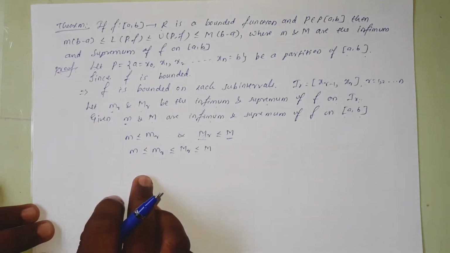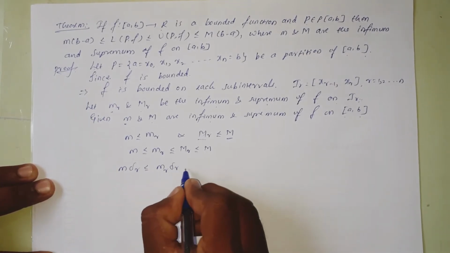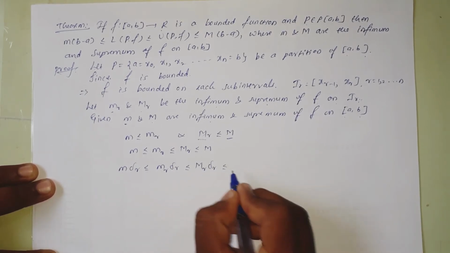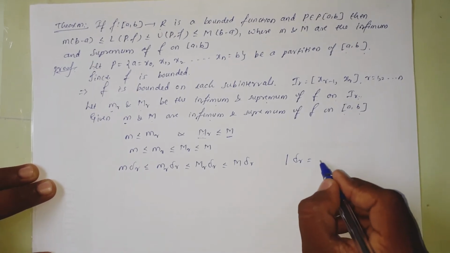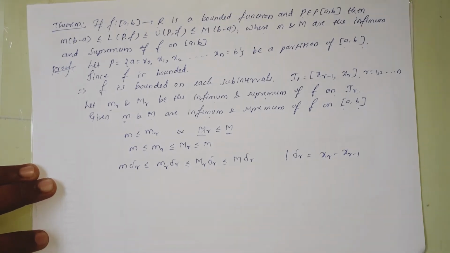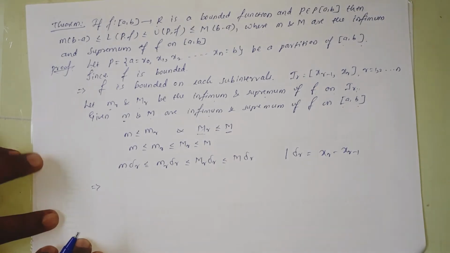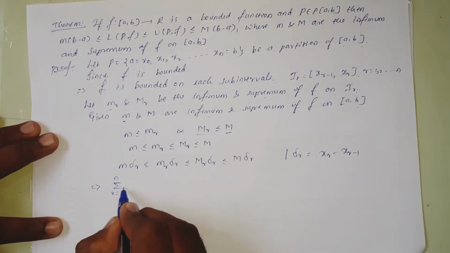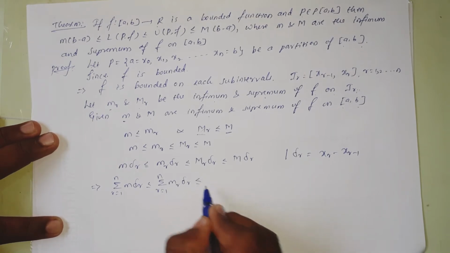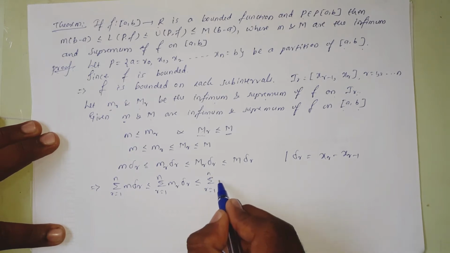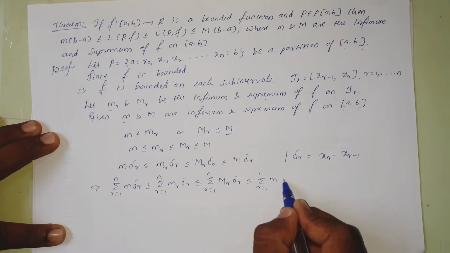Now, multiplying throughout by delta r. So, therefore, we get m delta r less than or equal to m_r delta r less than or equal to capital M_r delta r less than or equal to capital M delta r. So, here delta r is the length of the rth subinterval, it is given by x_r minus x_(r-1). Now, by taking the summation over r from 1 to n, then we get summation over r from 1 to n of m delta r less than or equal to summation of m_r delta r less than or equal to summation of capital M_r delta r less than or equal to summation of capital M delta r.